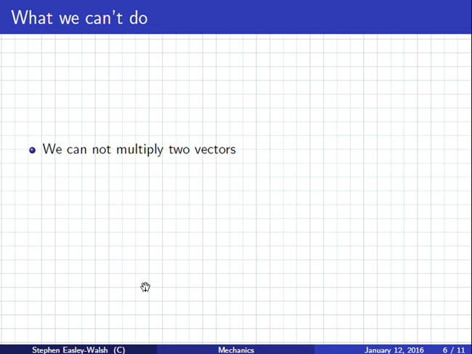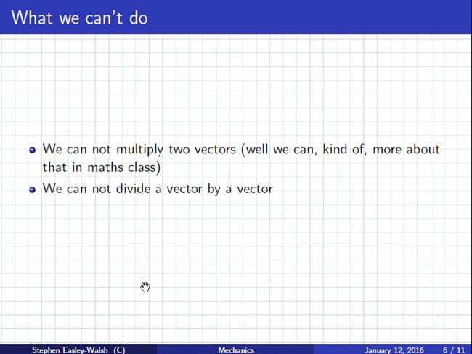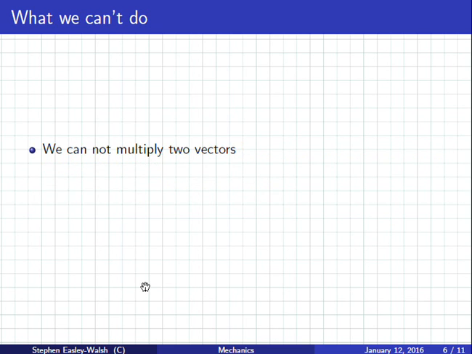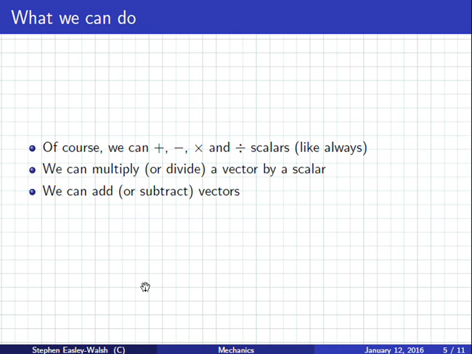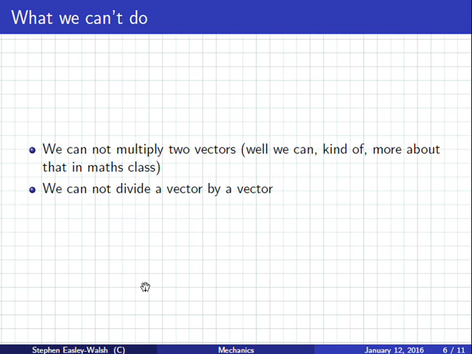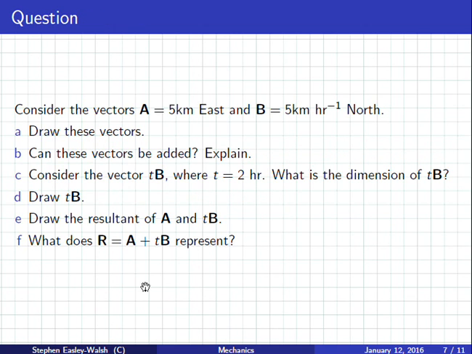Okay. Right, so of course we can add, subtract, multiply and divide scalars, like always, as normal. We can multiply or divide a vector by a scalar, so you can multiply a vector by 2 or multiply it by a half. That's like dividing by 2. We can add or subtract vectors. Now just to be clear, I showed you how to add, but you can also use that to subtract.